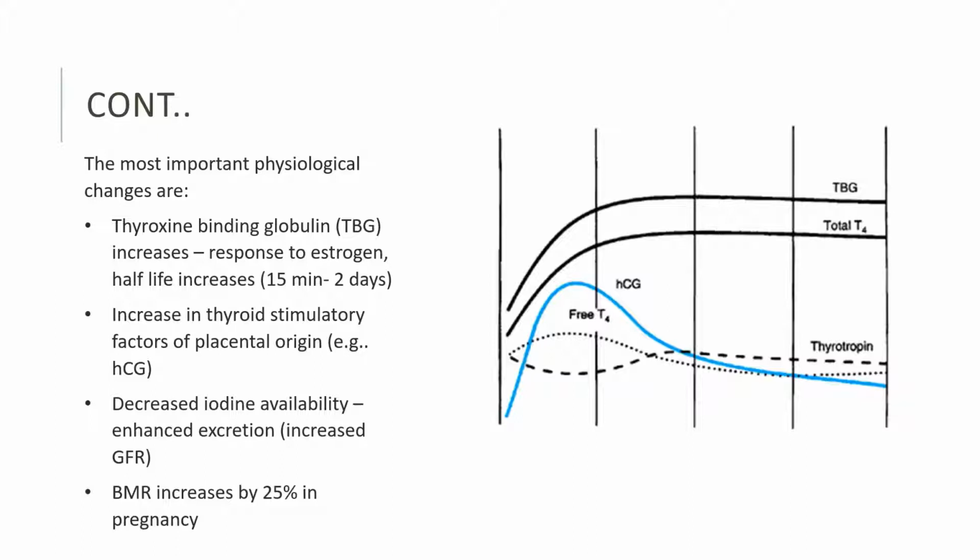There is decreased iodine availability during pregnancy and even in the breastfeeding time, because the iodine requirement really increases, and the requirement has to be matched to combat this decreasing availability. This is because of enhanced excretion, that is increased GFR. So every requirement is increased, right? All types of minerals are raised, calcium requirement, iron requirement, so iodine is also increased. The basal metabolic rate also increases by 25% in pregnancy. So that's the reason the patient can complain of a bit of heat intolerance or palpitations, tremors, sweating, and so on.